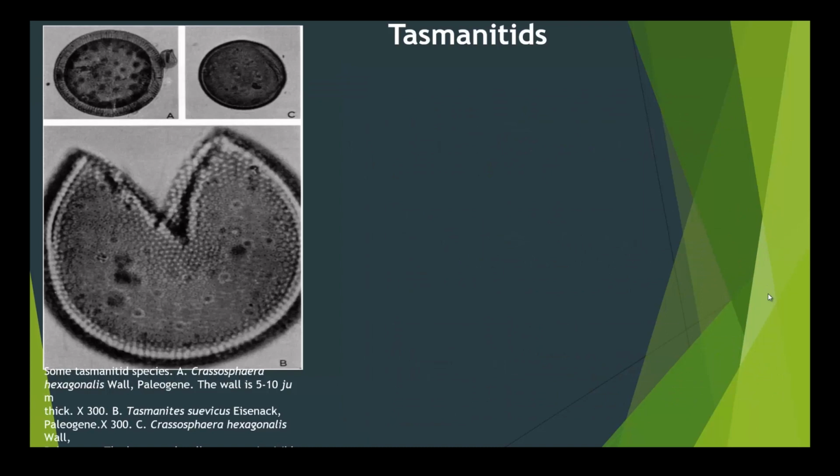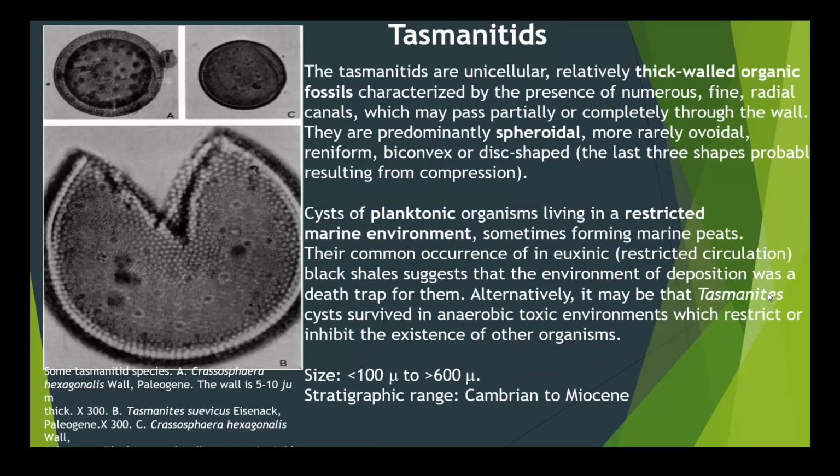Tasmanids are unicellular, relatively thick-walled organic fossils characterized by the presence of numerous fine radial canals which may pass partially or completely through the wall. They are predominantly spheroidal or more rarely ovoidal, reniform, biconvex or disc-shaped. However, the biconvex, disc-shaped or the reniform shapes were probably due to compression.